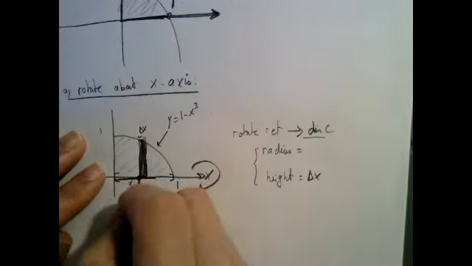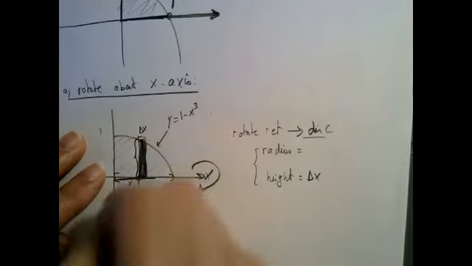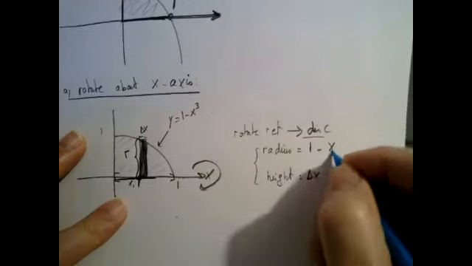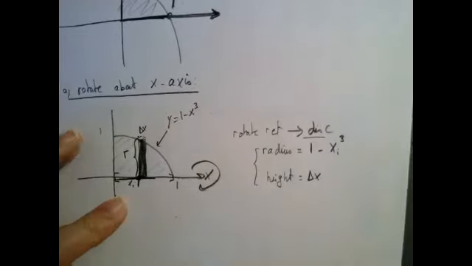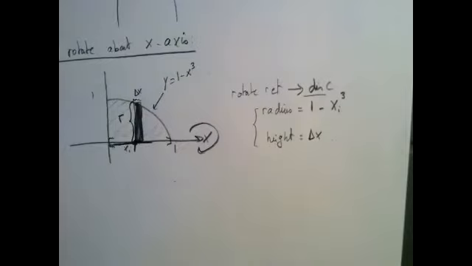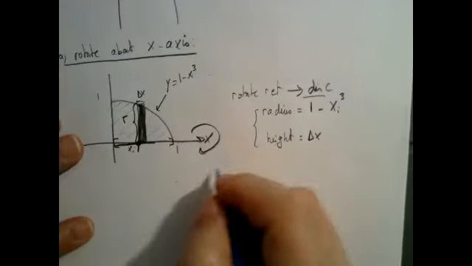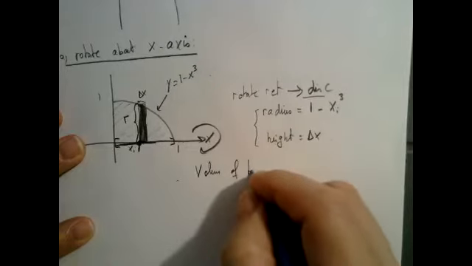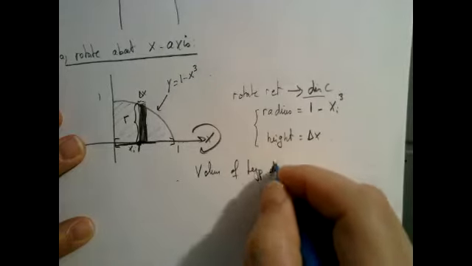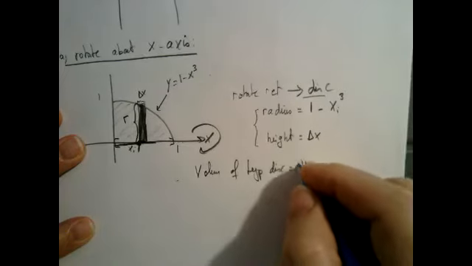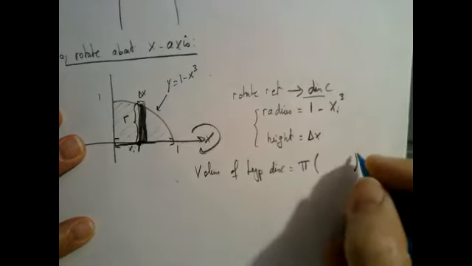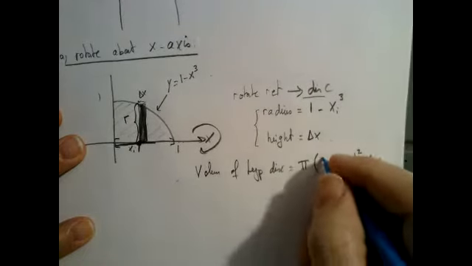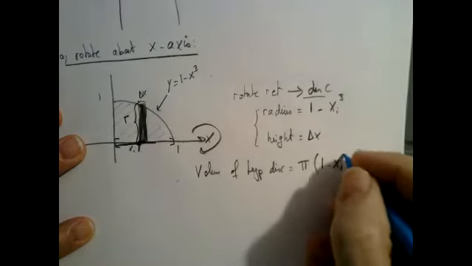It's 1 minus x cubed. All right, this is xi. The radius is from here to here. That's the radius, 1 minus xi cubed. Now I am done. Basically, the volume of a typical disk is pi times the radius squared times the height, because it's a volume. And the radius is 1 minus xi cubed.